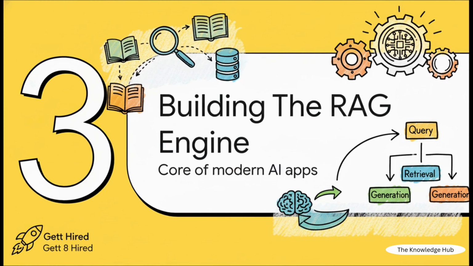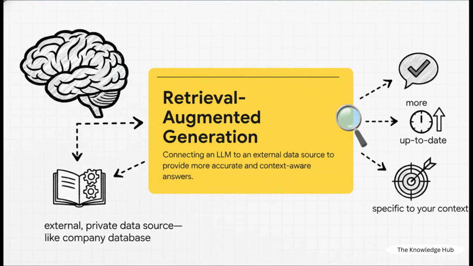Now it's time to build the engine room of this whole operation, the Retrieval Augmented Generation System, or RAG for short. This is really the core of so many modern AI apps. So what the heck is RAG?